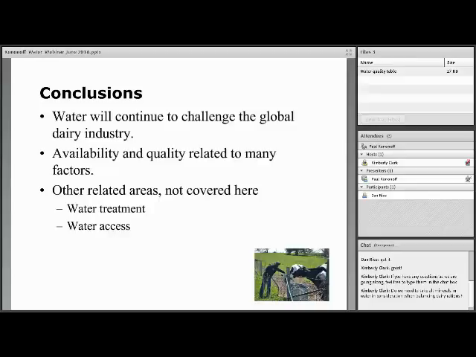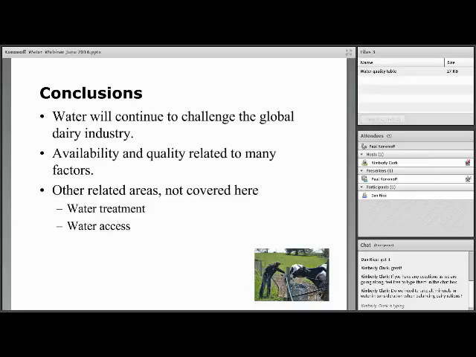Okay, we know that water will continue to challenge the global dairy industry, and this is just a reality as water continues to be more scarce, as our abilities to analyze it increase. We know that we'll continue to face some challenges in water quality.